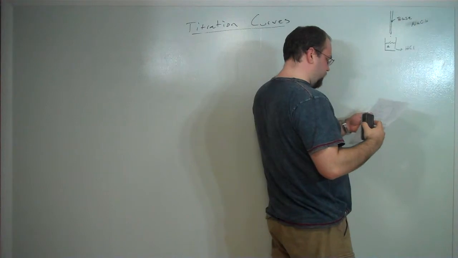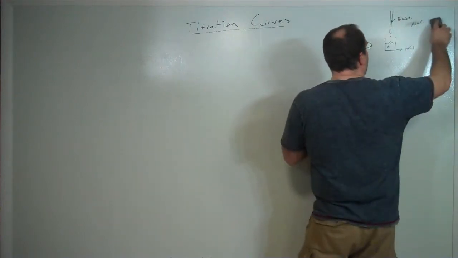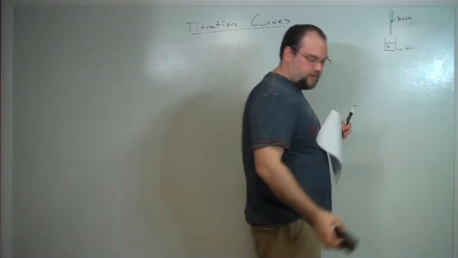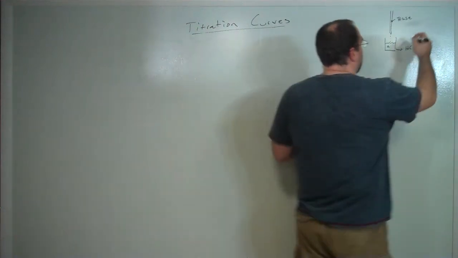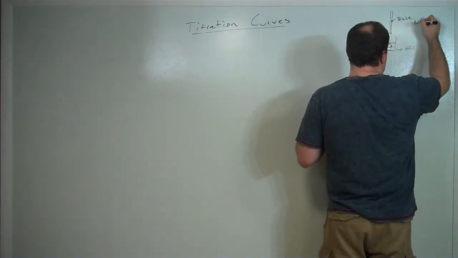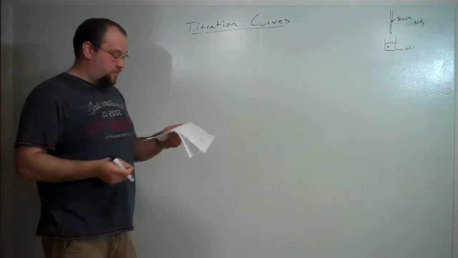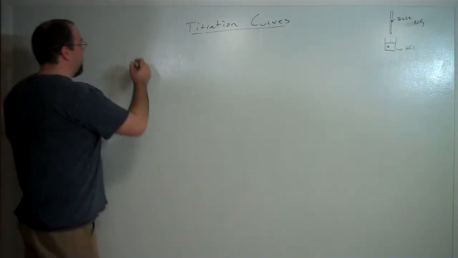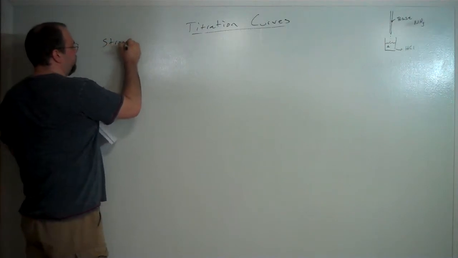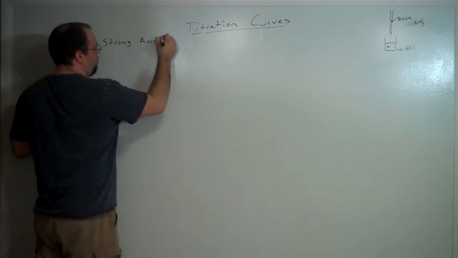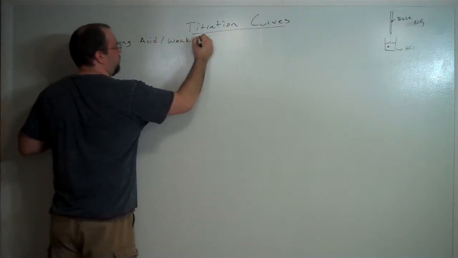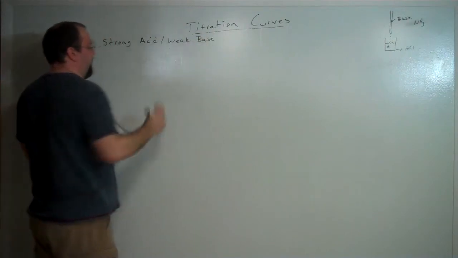Okay, so we're going to add a weak base now. That's going to be fun. A weak base, so I'm going to use ammonia, because I can. And all the other weak bases are kind of complex, and I can't remember their formulas. So this is a strong acid and a weak base.